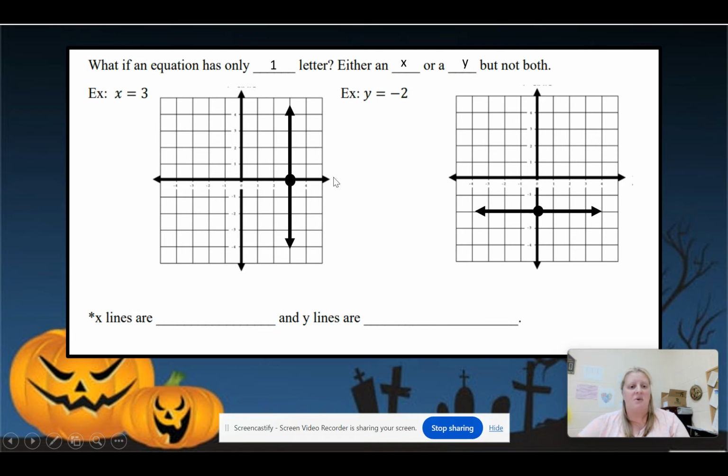So a good thing to take away from this is try to memorize the fact that x lines will always be vertical and y lines will always be horizontal.